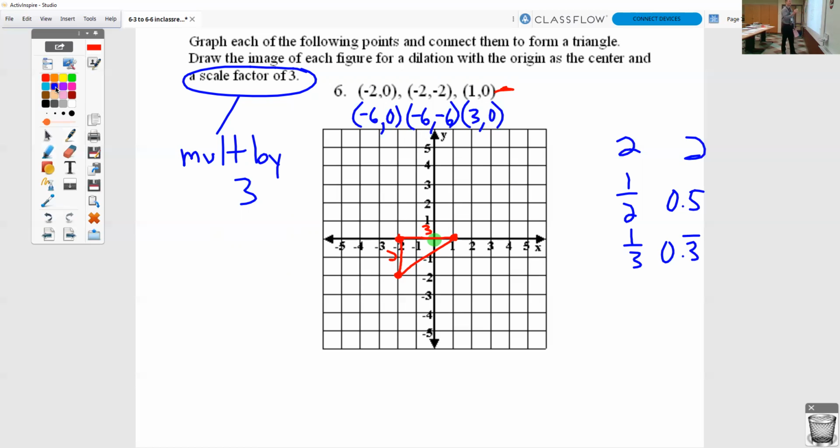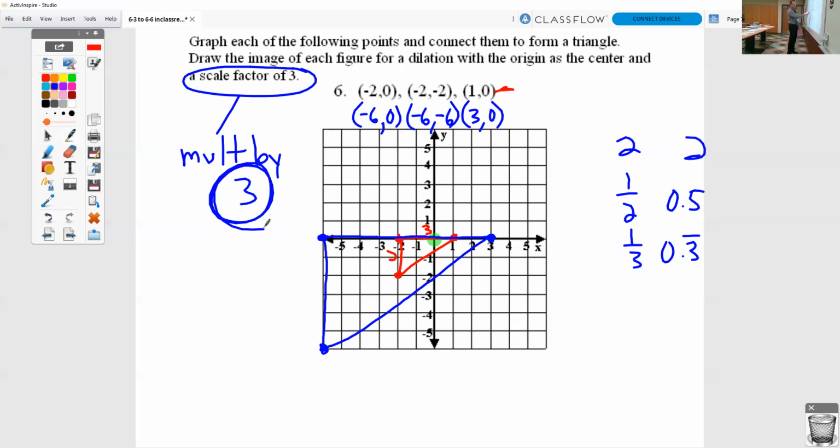So now we're going to graph our new one. -6, 0. Over to -6, up to 0. -6, -6. And then 3, 0. So here's our new triangle. Notice that this blue triangle is pointed in the same direction. It looks the same, it's just bigger. How much bigger? It's 3 times bigger.